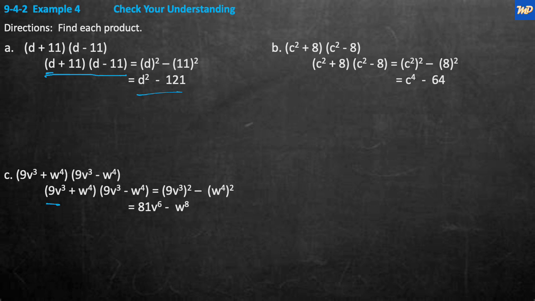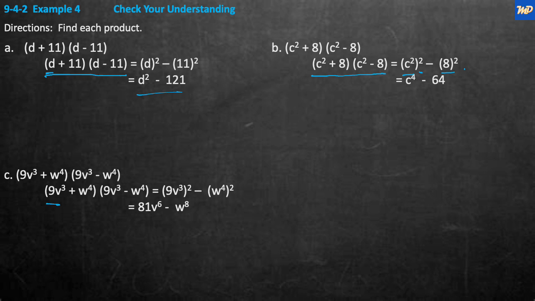How about b? c squared plus 8 times c squared minus 8. Okay, so here I've rewritten the problem, and I say c squared, parentheses, squared minus 8 squared. And that gives us c squared squared is c to the fourth, minus 64. 8 squared is 64.